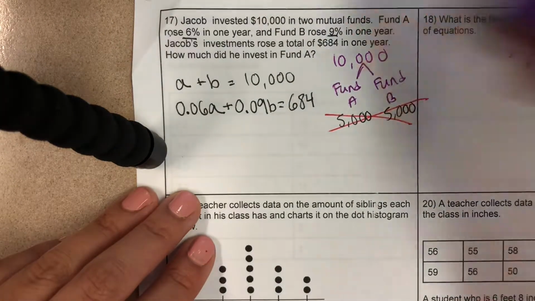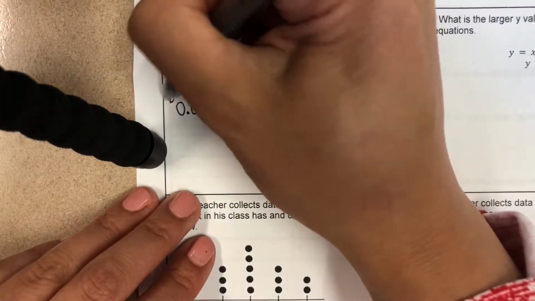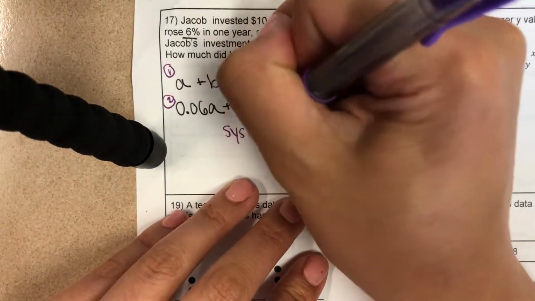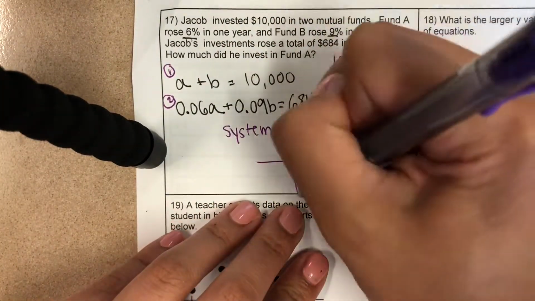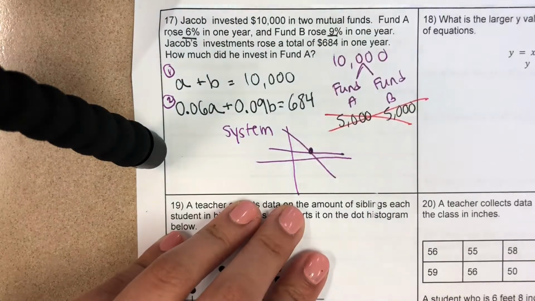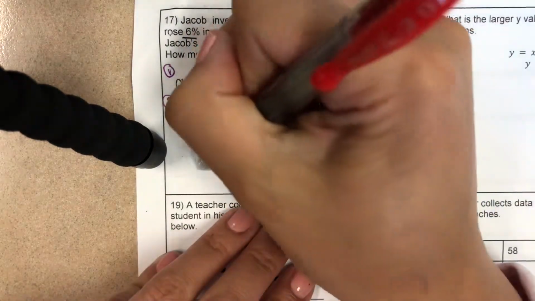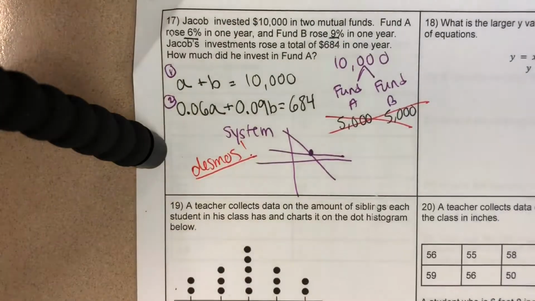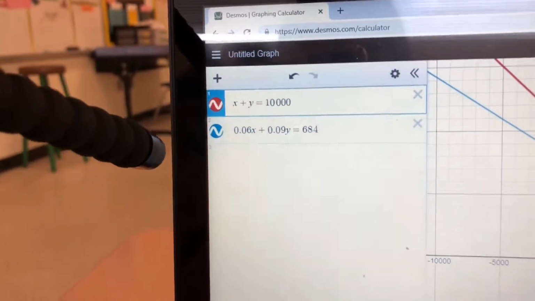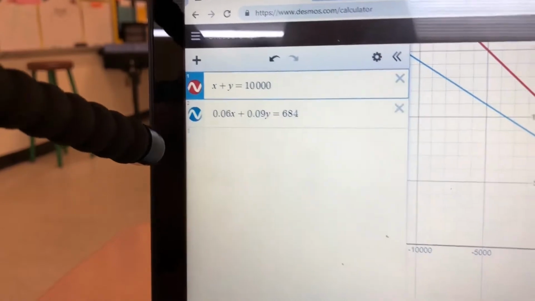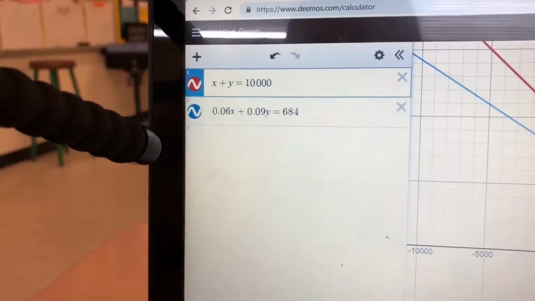What I have here is two equations. That is a system. So when I graph it, it's gonna look something like this, and I'm gonna look for the point of intersection. So when I do that, I'm going to use Desmos. I already put it in here: x plus y equals 10,000 and 0.06x plus 0.09y equals 684.